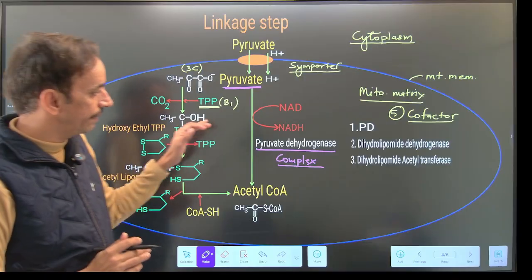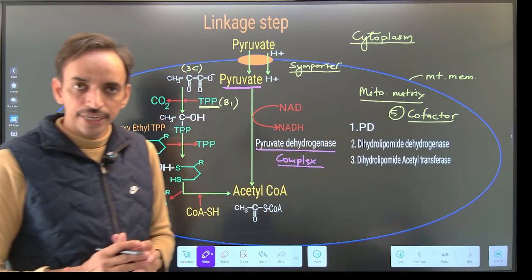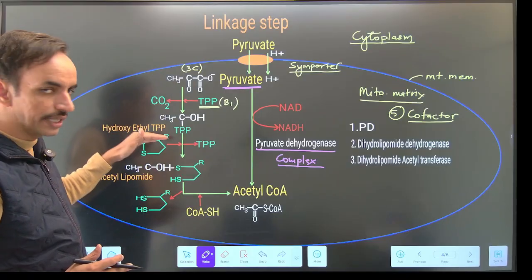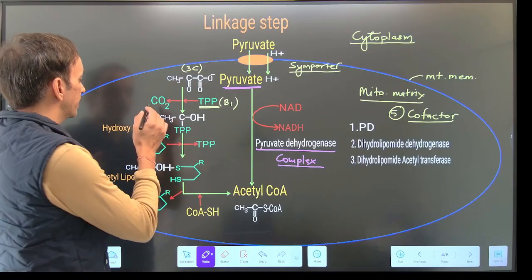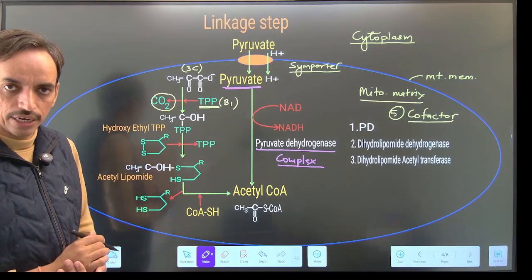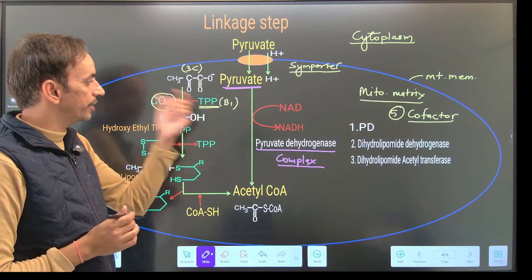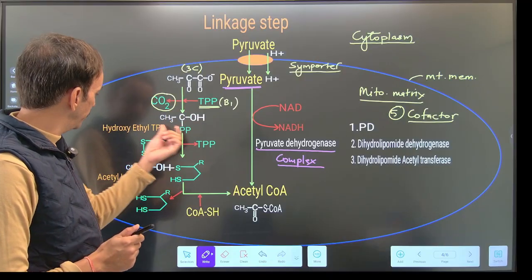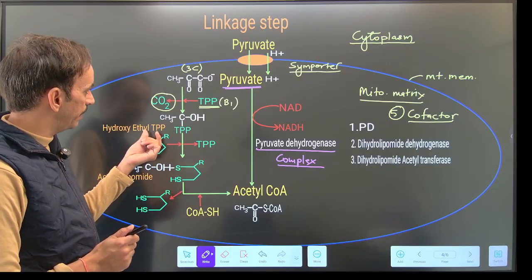First of all, there is the activity of pyruvate dehydrogenase, which converts the pyruvate into hydroxyethyl TPP. During this, there is a removal of a carbon in the form of carbon dioxide, and there is an addition of thiamine pyrophosphate that leads to the formation of hydroxyethyl TPP.